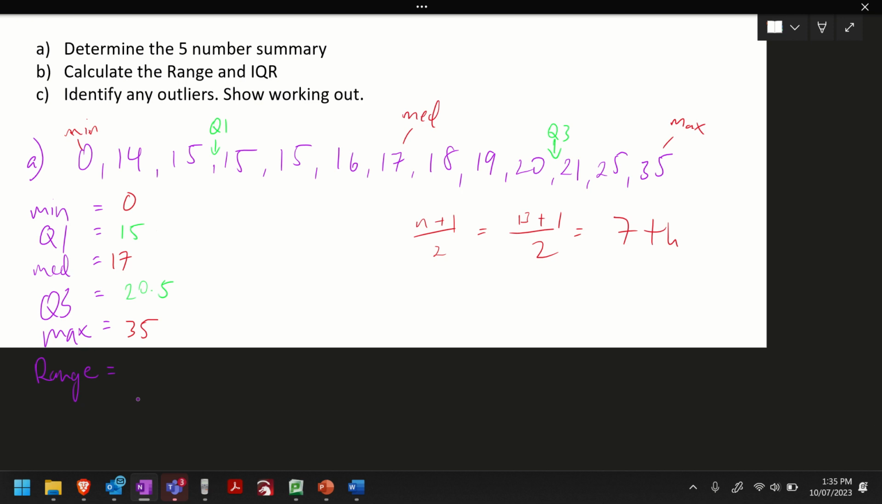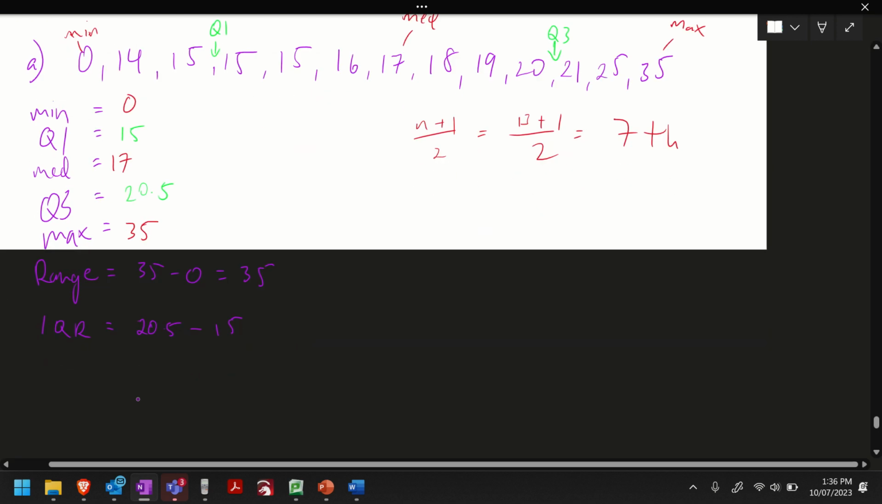So range is 35, take away 0, which equals 35. And then the IQR is going to be 20.5, take away 15. Which in this case is, you said 5.5, Donnie, right? It's actually 4.5. Actually, no, you're right, 5.5. My bad. 5.5, well done.